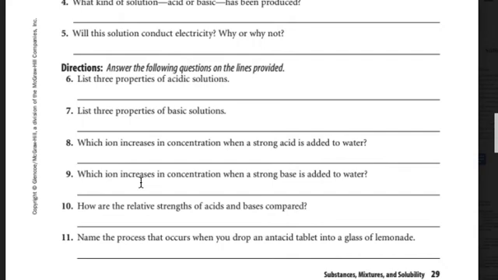Number 10, how are the relative strengths of acids and bases compared? Well, the pH scale is used to compare those strengths of acids and bases, and it measures the amount of hydroxide or hydronium ions in a substance. The pH scale is how we would go about comparing those things. Number 11, name the process that occurs when you drop an antacid tablet into a glass of lemonade. Because lemonade is a citrus fruit, it's got citric acid, and you're going to put an antacid, a base, in it. That would be neutralization. When an acid and base react, it forms water.